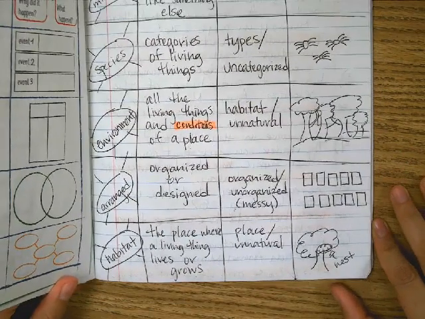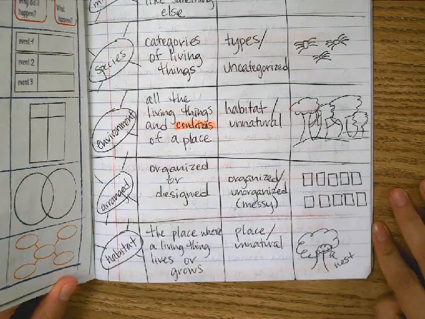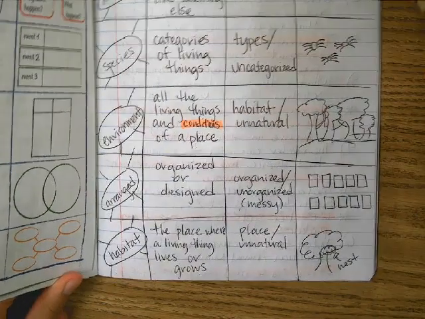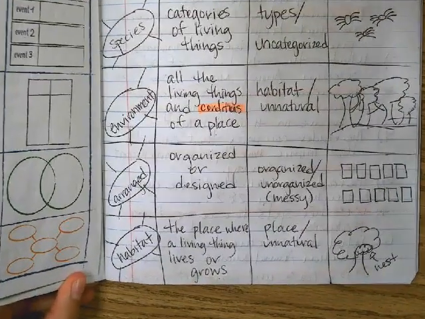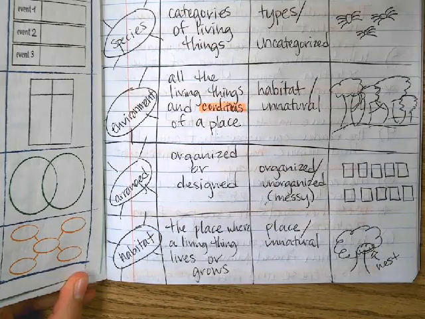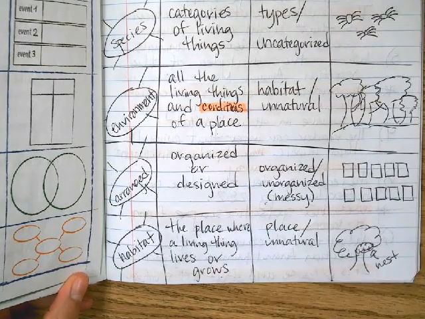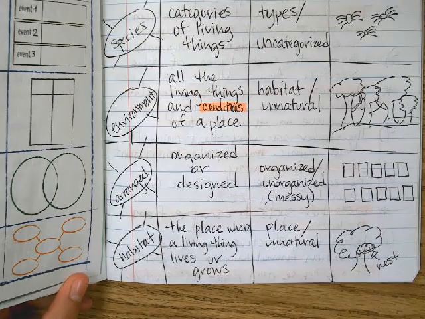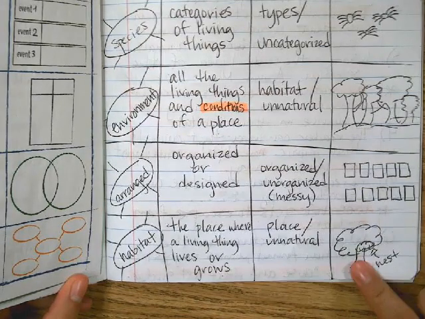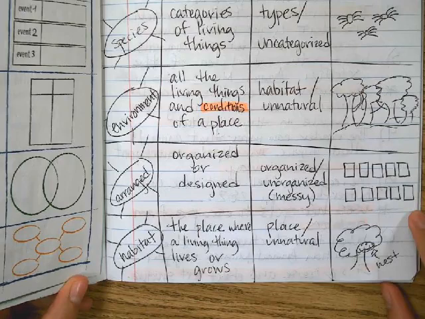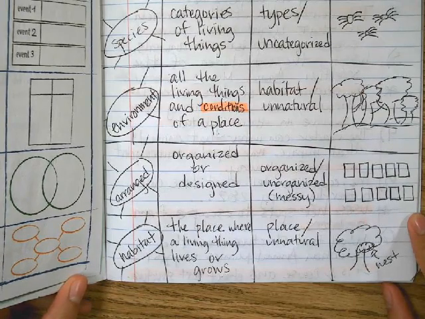Okay, we did it up to habitat. We just needed that one. So habitat is the place where a living thing lives or grows. And we have also the synonym and antonym, place and unnatural. And then we just drew a nest in the tree because that is a habitat.